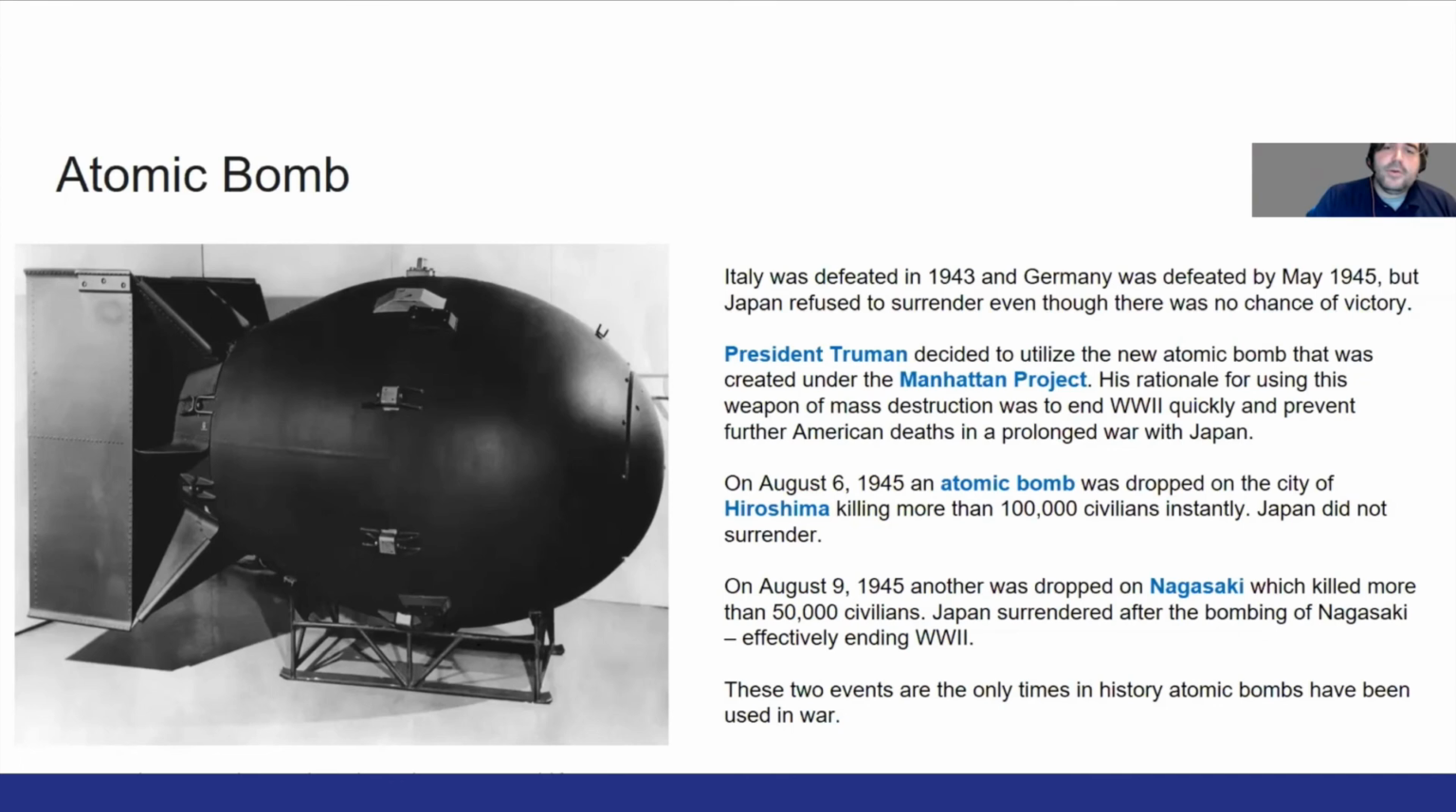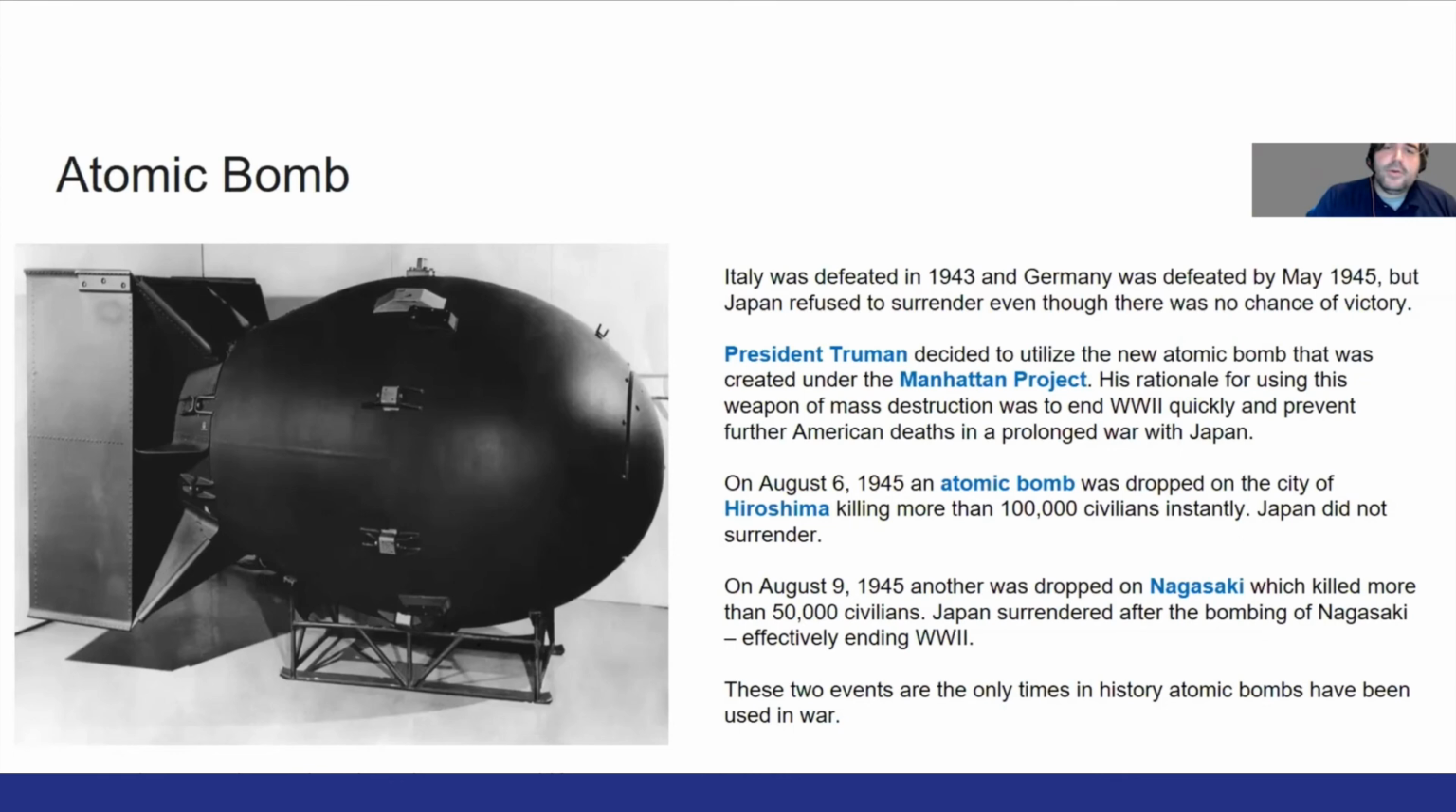Hiroshima had more than 500,000 people die from the atomic bomb. At ground zero, you're vaporized into dust. And for miles away, the explosion sent people flying into millions of pounds of rubble from the destruction of the buildings. On August 9th, 1945, another bomb was dropped on Nagasaki, which killed more than 50,000 civilians instantly. Japan surrendered after the bombing of Nagasaki, effectively ending World War II.